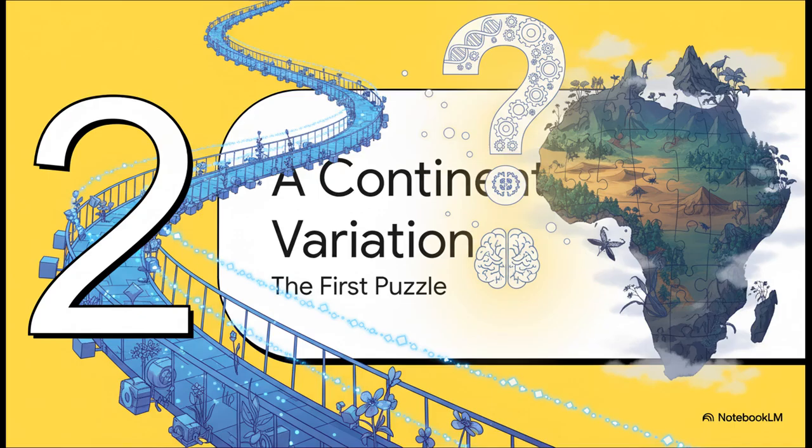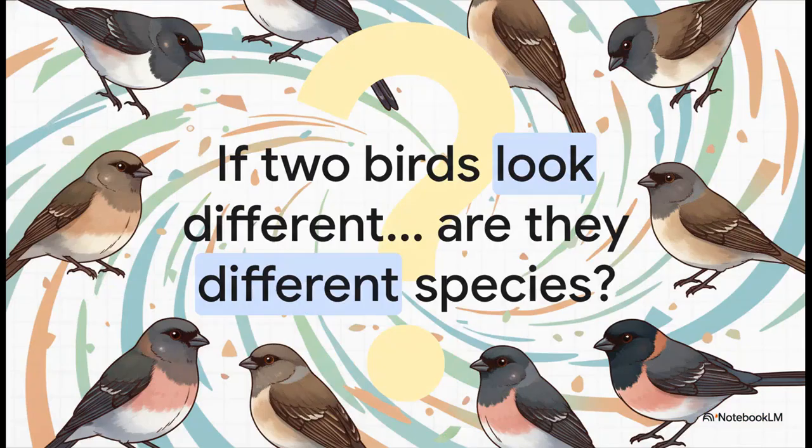So, let's dig into the first part of the lesson and see how it introduces this really compelling new puzzle for the students. The lesson kicks off by throwing a wrench right into a super common student assumption. It just floods them with images showing the incredible variety of Juncos across North America and basically asks, so, all these birds look different. Does that automatically make them different species?